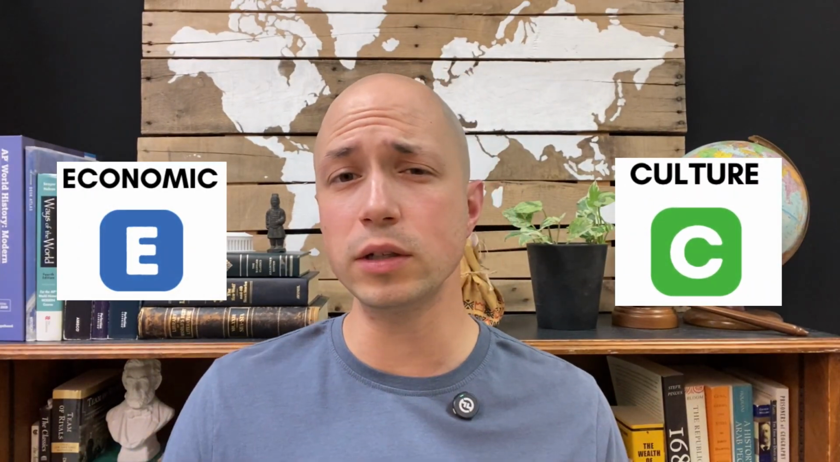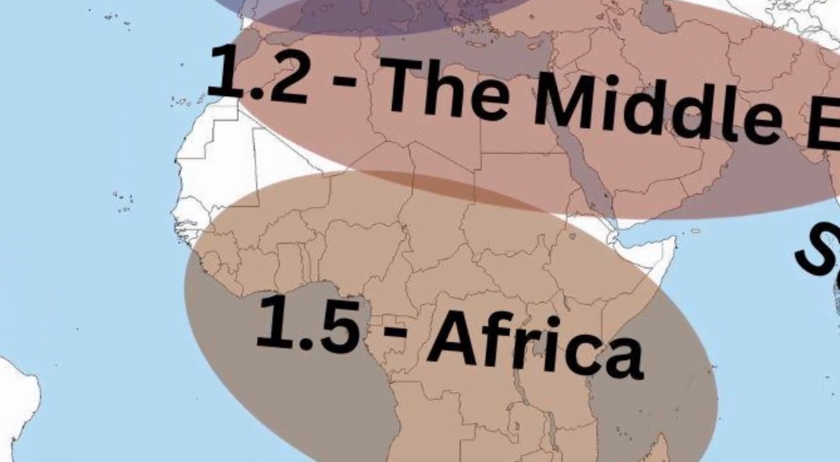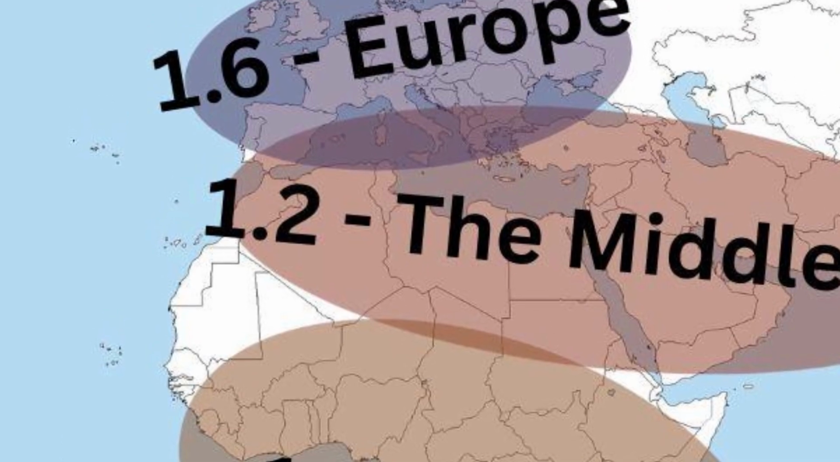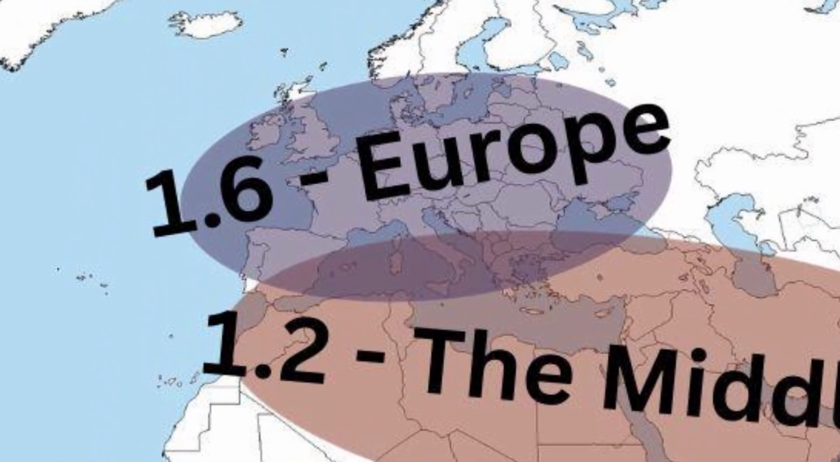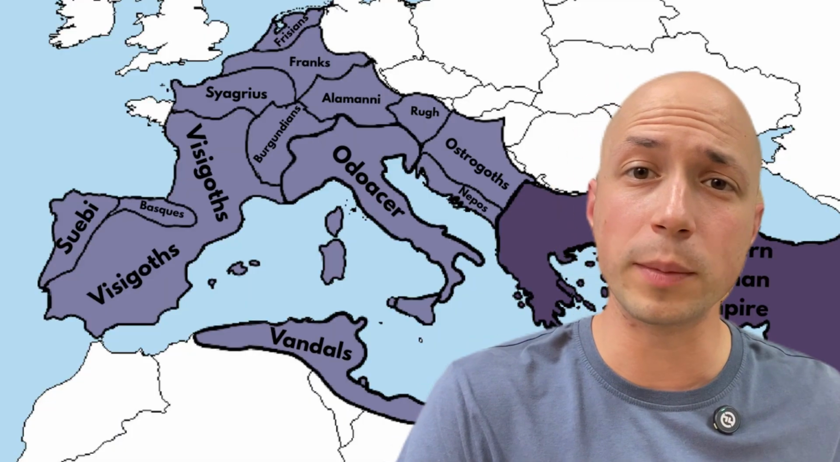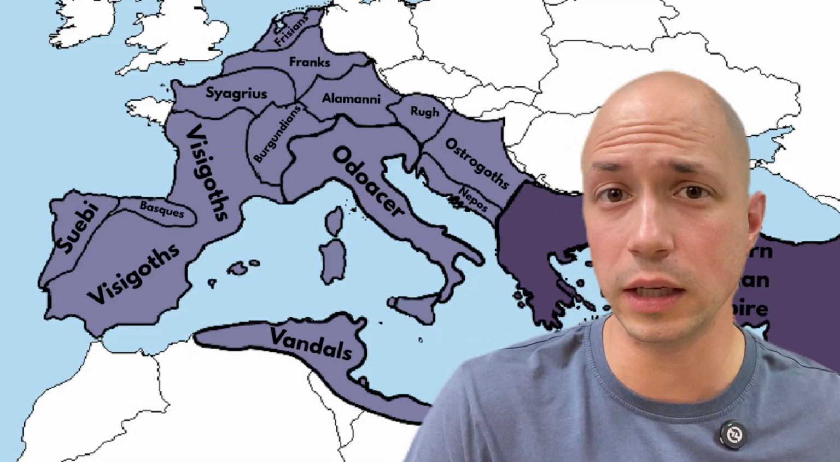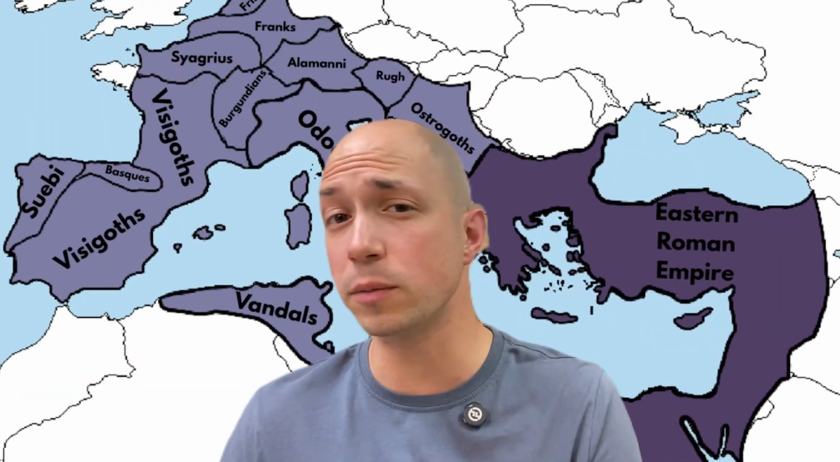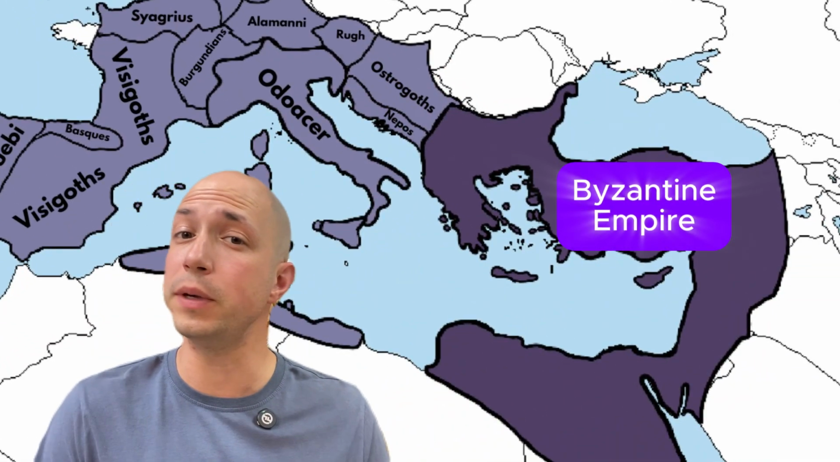But not every region in this period is defined by growth and expansion. In Europe, we're about to see what happens when a powerful empire collapses, and societies have to rebuild political power from the ground up. Understanding Europe in Unit 1 really starts with the Roman Empire. When the Western Roman Empire collapsed in 476 CE, Europe fragmented. The eastern part of the Roman world continued as the Byzantine Empire.